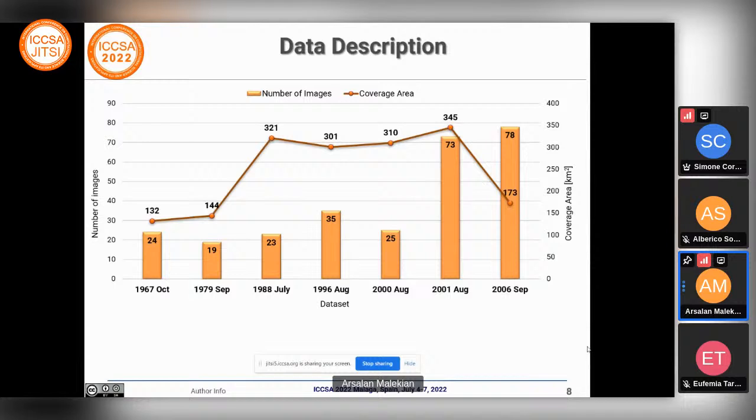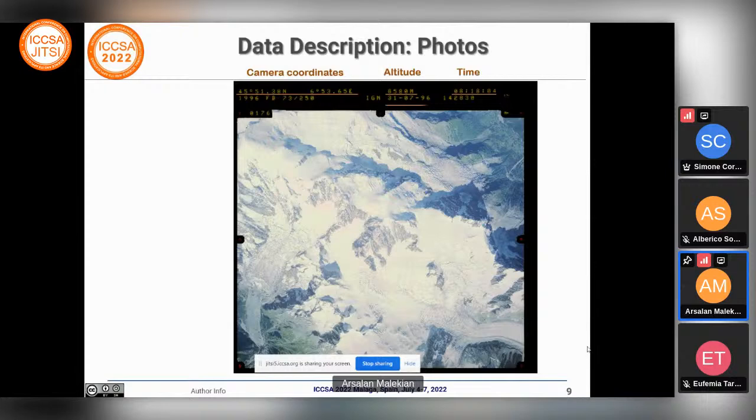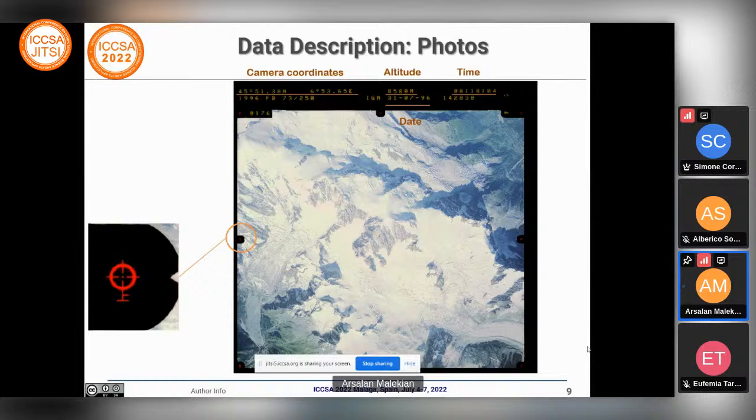I should add that all the photos were obtained mostly during warmer months of the year, between July and September, and it provides a reasonable comparison of mass loss as all data sets were roughly obtained under the same weather condition. Here is an example of photos that we have. They provide information such as camera coordinates and altitude that may be used to find the coordinates of points and camera position. Also date and time of the photography, and also some red marks that are called fiducial marks. That is an option to be used for the alignment of the photos if the coordinates of them are known.